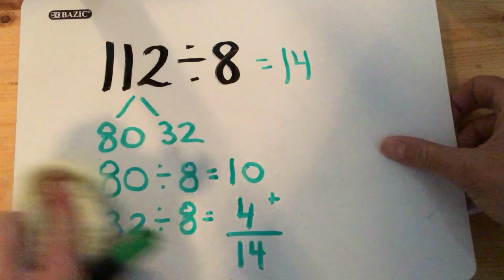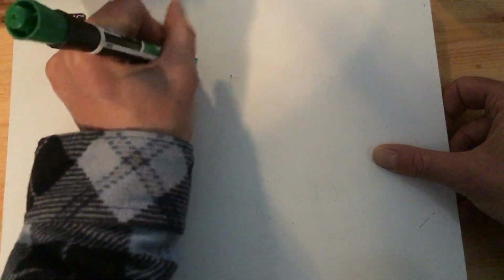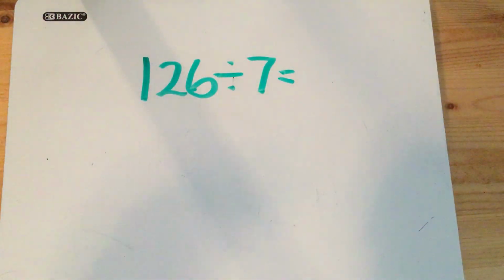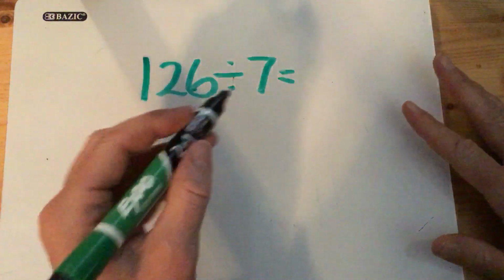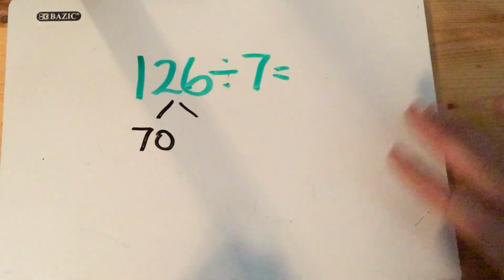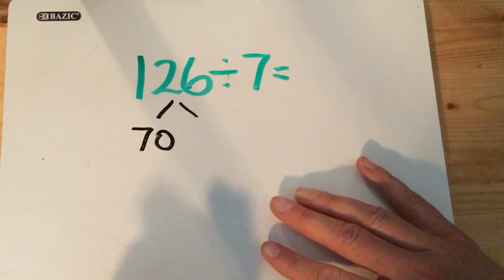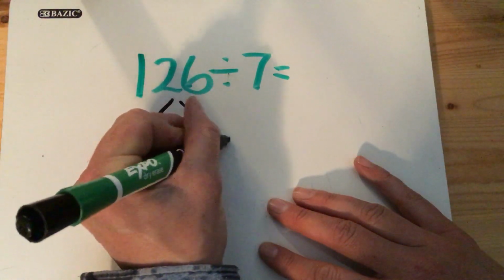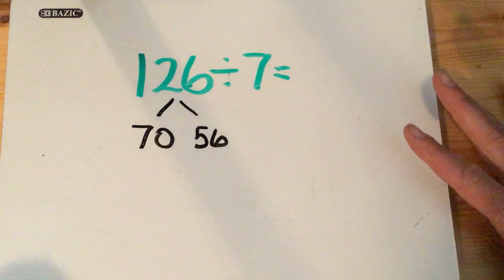All right, I'm going to show you one more. We are going to do 126 divided by 7. So I'm going to split 126 into multiples of 7, things that 7 can go into. So like I've been doing every time, I'm going to take a group of 10 out. So that means I'm going to take 70 out. And then I have to figure out how much I have left over. If I have 126 and I take away 70, I should have 56 left over.